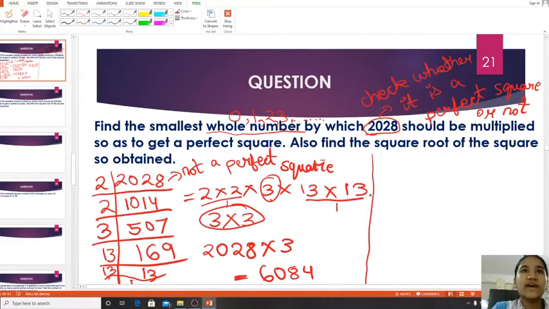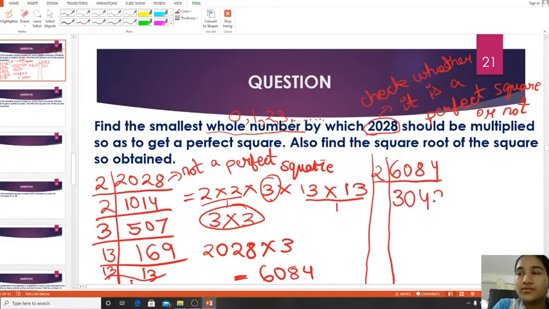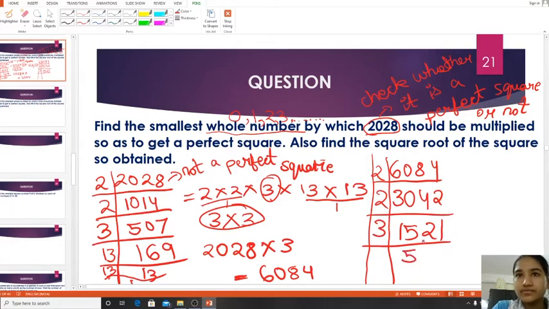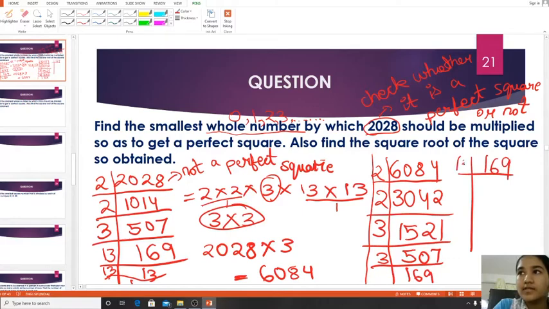Now the second part says, also find the square root of the square so obtained. So we have to even find the square root. So how do we find it? Using the same method, that is prime factorization. We'll go with 2, next with 2, next with 3, again with 3, and next 169 we can go with 13, 13 ones. So haven't we reached the end?